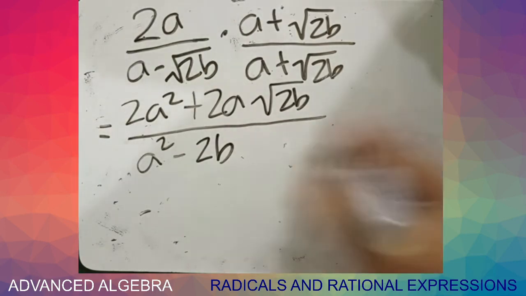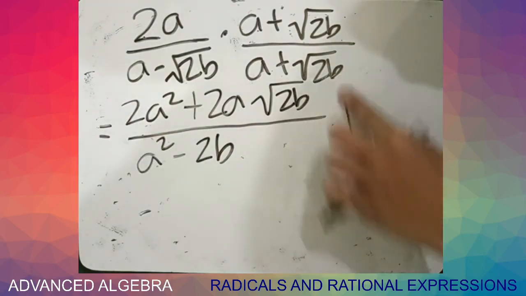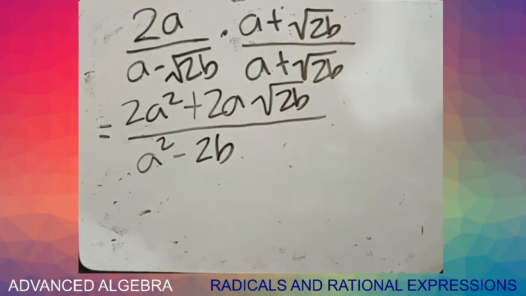So, ito na yung sagot. Okay. Yan na yung final answer niya. Kasi wala nang pwedeng i-factor dyan na makakapag-simplify ng ating expression. So, yan na yun. So, 2a squared plus 2a square root of 2b over a squared minus 2b.